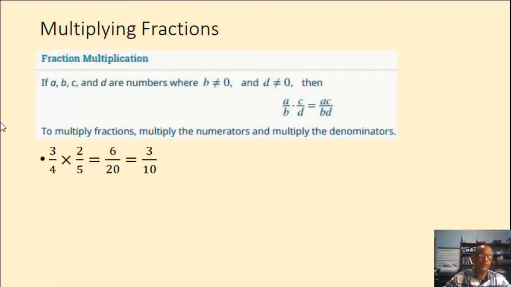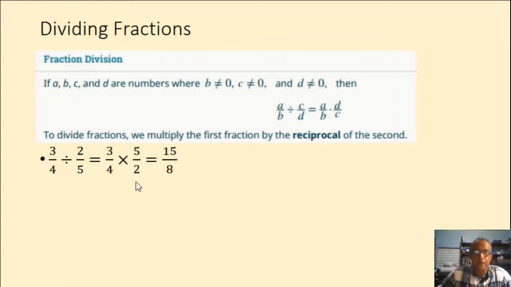When we multiply fractions, we simply multiply across the numerator and denominator. So in this case, it's going to be A times C and then B times D. So look at this example here. We have 3/4 times 2/5. That's 3 times 2 over 4 times 5. And then we simplify to 3/10.